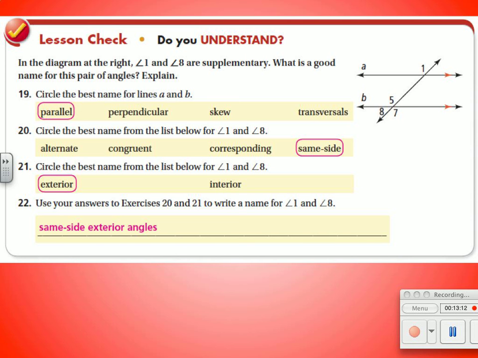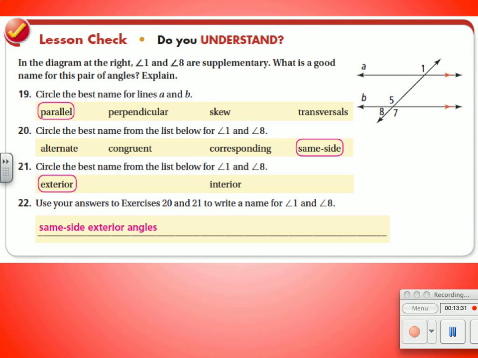And finally, they're on the outside of the parallel lines, so they're on the exterior. So we could call them same side exterior angles. And it looks to me like same side exterior angles would be supplementary angles, just like same side interior angles.